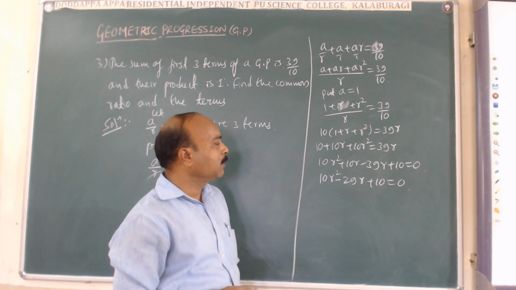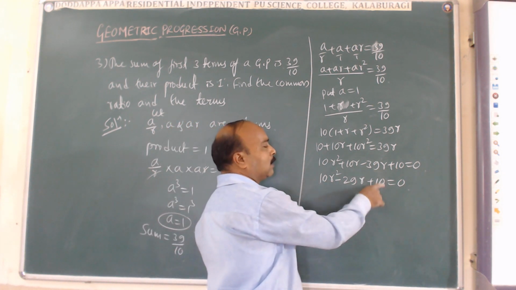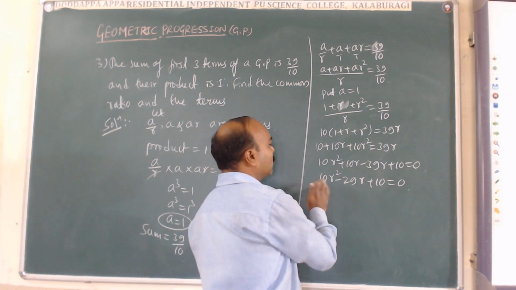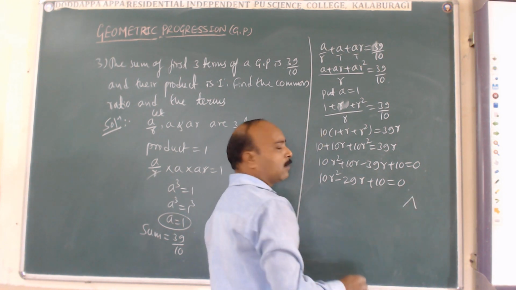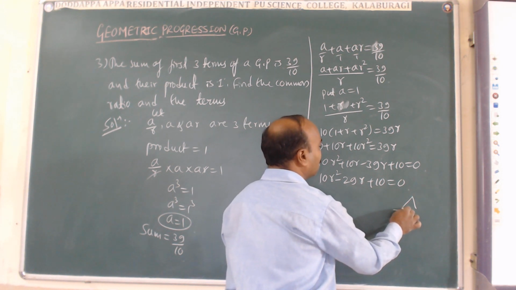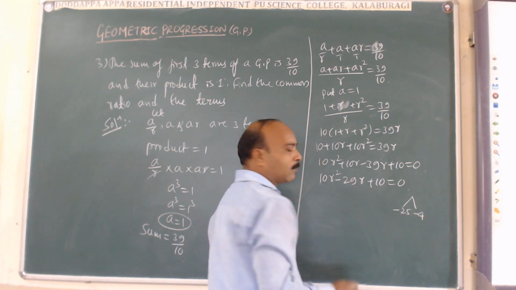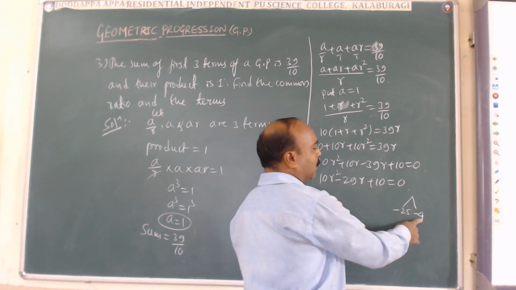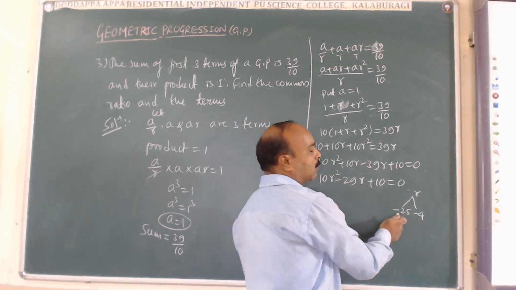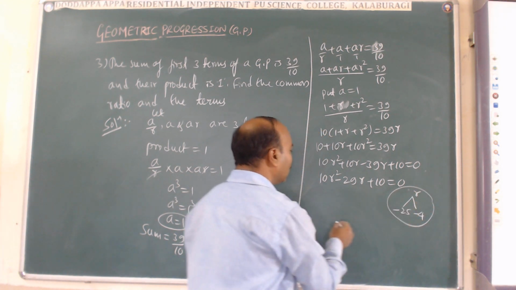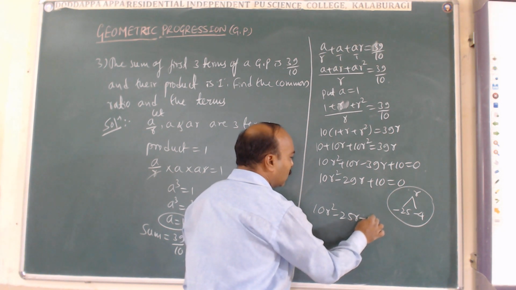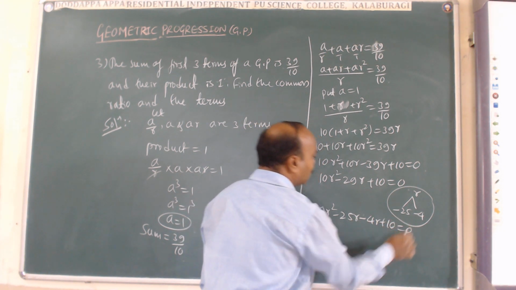We find the factors of this in such a way that the product is 100 and the sum is minus 39. For that we can find the two factors of r here, to get the product 100 and sum minus 39. For that I will take minus 25 and minus 4. If we add minus 25 and minus 4 you get minus 29. And if you multiply 25 into 4 it is 100. These factors are written as 10r square minus 25r minus 4r plus 10 equal to 0.